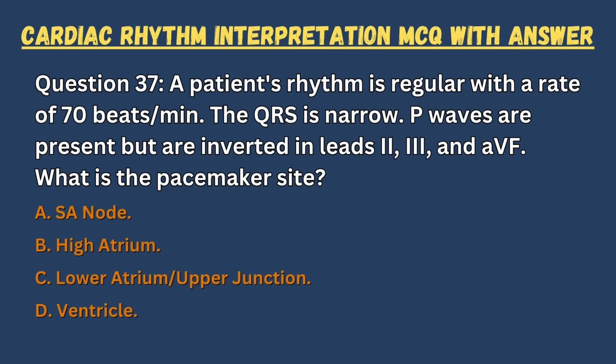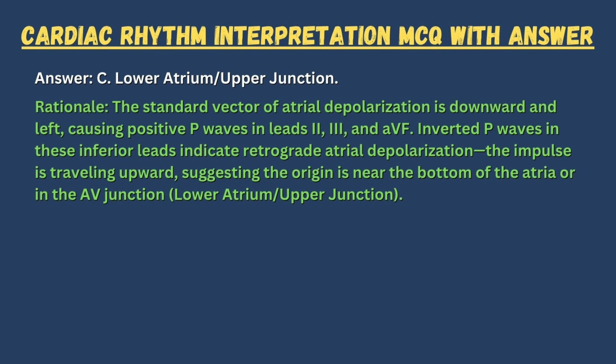Question 37. A patient's rhythm is regular with a rate of 70 beats per minute. The QRS is narrow. P waves are present, but are inverted in leads 2, 3, and AVF. What is the pacemaker site? A. SA node. B. High atrium. C. Lower atrium or upper junction. D. Ventricle. Answer: C. Lower atrium or upper junction.